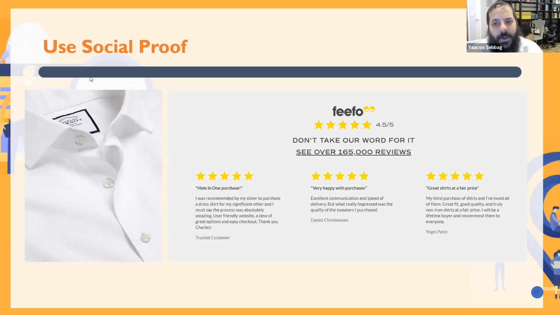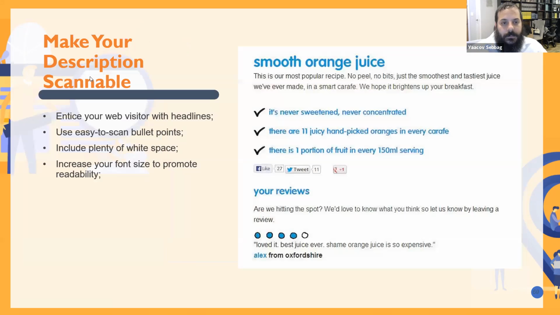Having that kind of third party verification makes it easier for someone to trust and be willing to take the plunge for whatever your call to action is. And then you want to make it stand out and scannable. This is what I said to you before, that people are only going to look at something for a few seconds. So you want it to stand out.